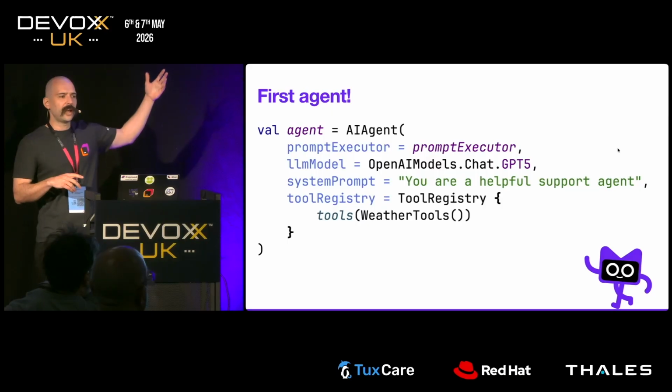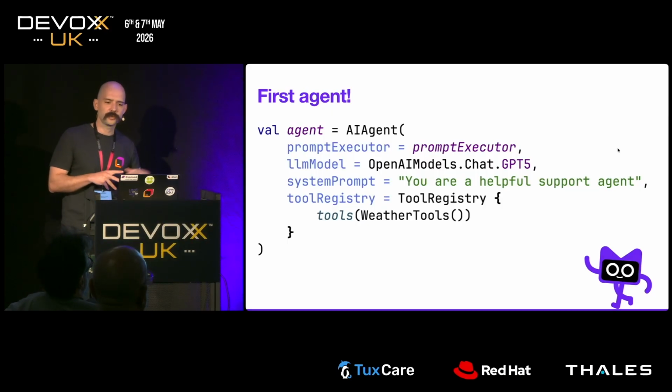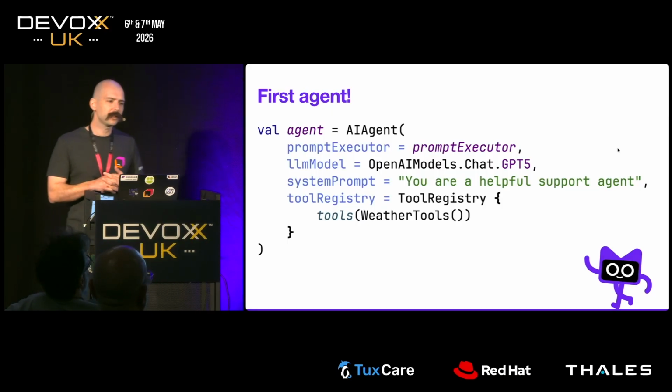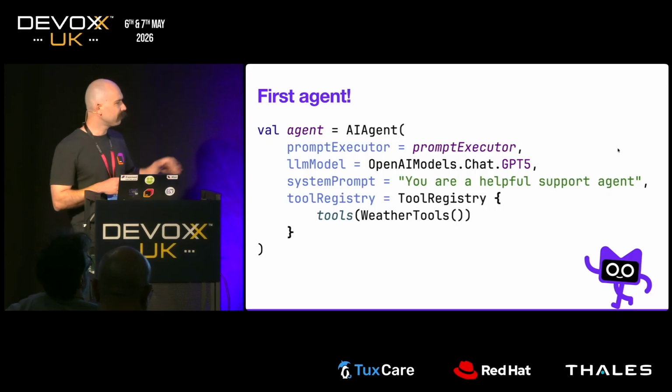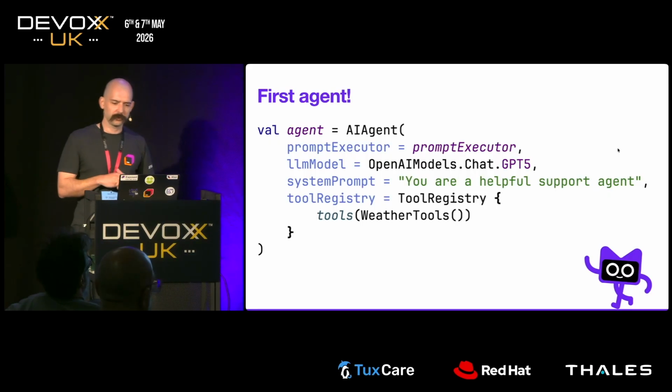And this is what the same code looks like in Kotlin. So we leverage Kotlin named parameters instead of builders, and we have a small DSL for the tool registry, but we'll see many more DSLs later.